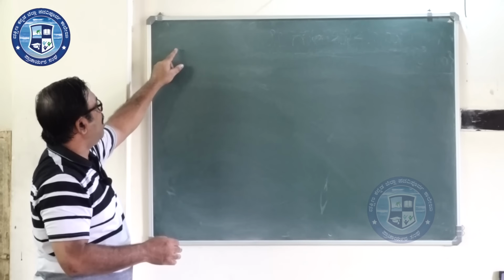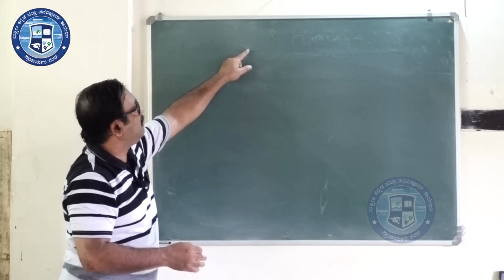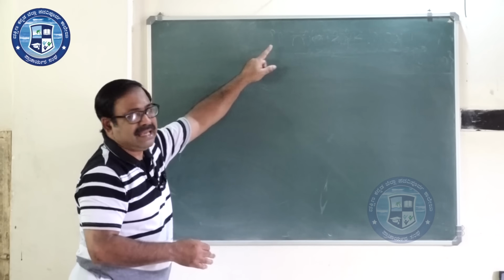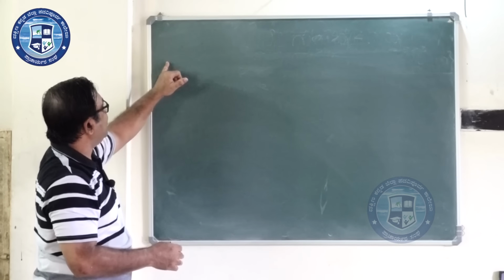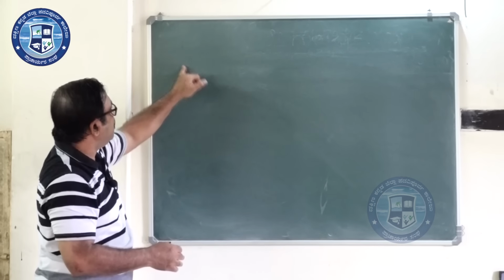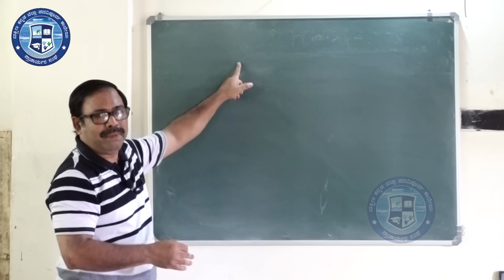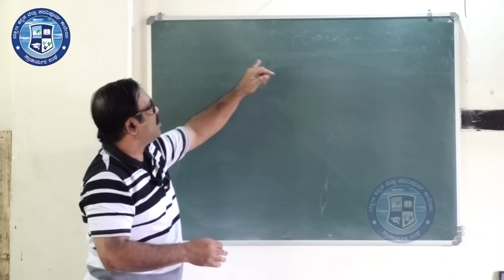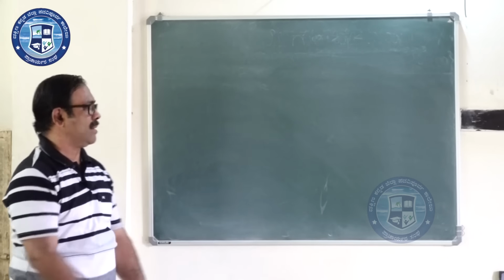Symmetric: for all A, B belongs to R, (A, B) belongs to R implies (B, A) belongs to R. Transitive: for all A, B, C, A related to B means (A, B) belongs to R, and (B, C) belongs to R, that means (A, C) belongs to R.